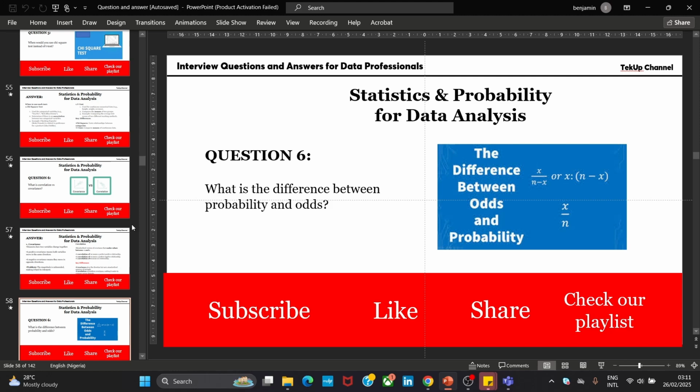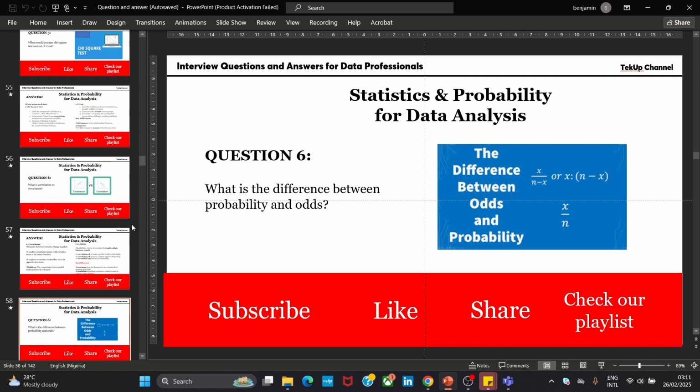Now, what is probability? When we talk about probability, we said that probability tells us the likelihood of an event happening as a fraction of all the possible outcomes. Probability is calculated as the total number of favorable outcomes divided by the total number of outcomes.